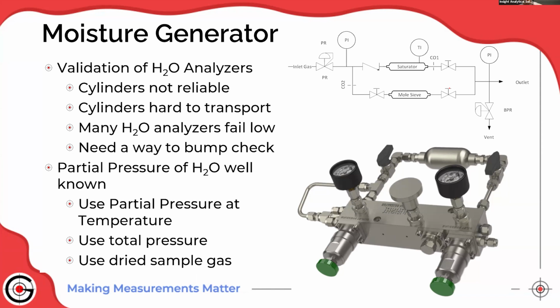Most of the moisture analyzers that are out there in the field don't get calibrated or validated. And the reason is there's not been a good way to do it. Over a minimal certain concentration range, you can buy moisture calibration cylinders, but they're not stable usually. They tend to drift, the amount of moisture absorbs on the surface. So they're not very reliable. Cylinders are hard to transport around with you if you want to bring them out with you in the field.